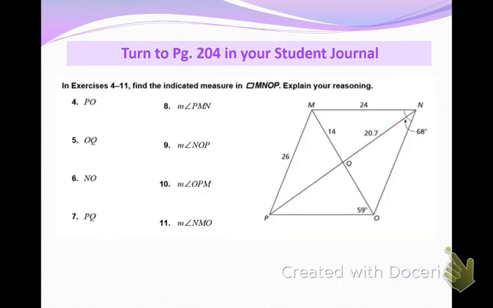Numbers 4 through 11. You have a section just like this on your homework. So we're going to begin. If you look at 4 through 7, those are all sides because they're 2 letters, or they're all line segments at least. And then the last 4 are all angles. Okay? So, PO is number 4. Is this a side or a diagonal? A side. And sides that are opposite are congruent to each other. So, what number side is opposite? It's 24.